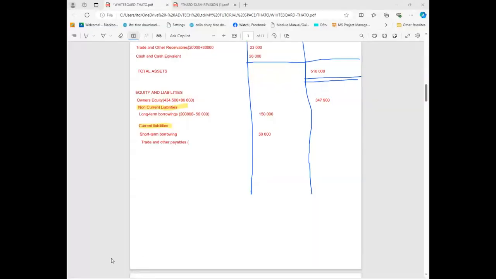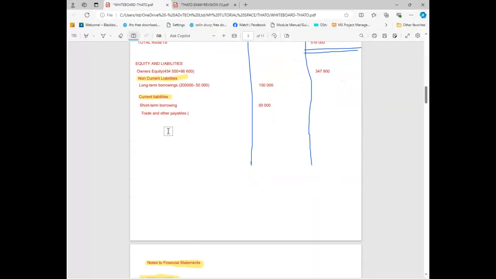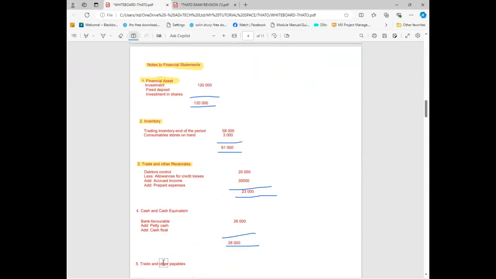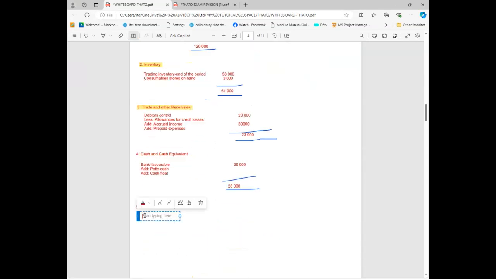Now, for the trade and other payables, if they ask you for the note, you first need what you call creditors control. Remember, the creditors control are the same as trade payables, okay? Yes, sir.